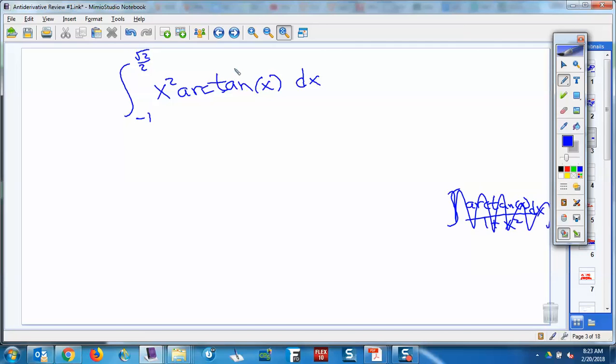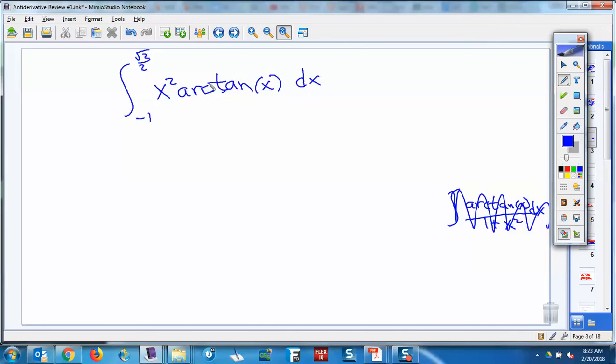This one isn't. I mean, there's just nothing to let u equal. If you let u equal x squared, the du is 2x dx, and there's this arctan sitting there. We don't know what to do. So this one, it's a mixture of two different function families. It's got to be an integration by parts.